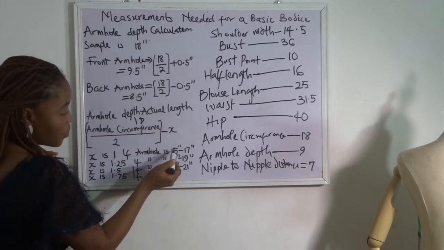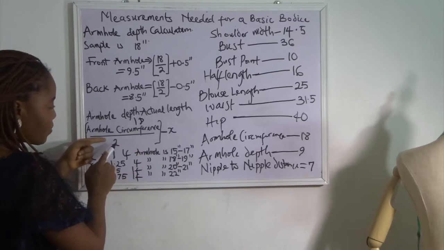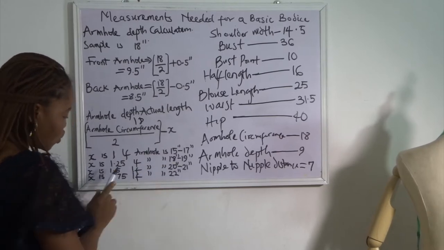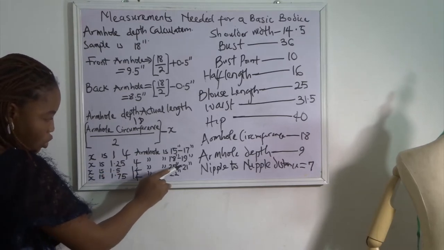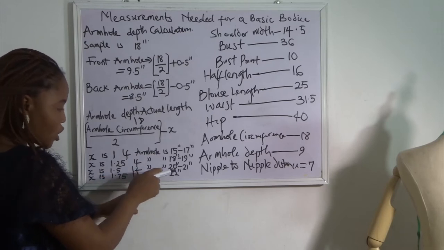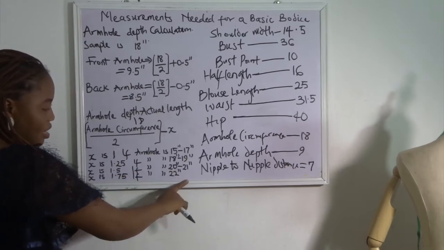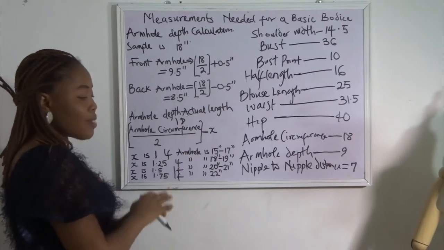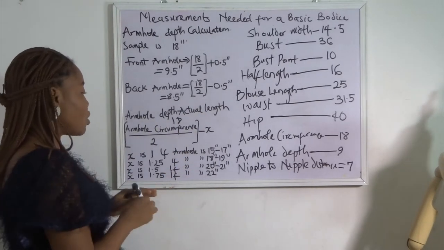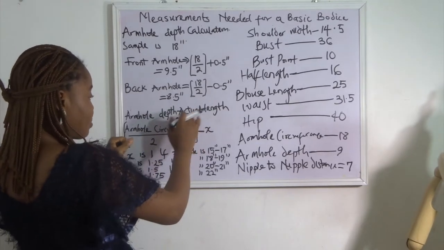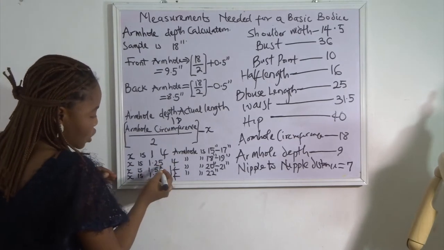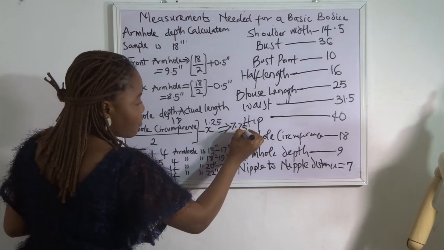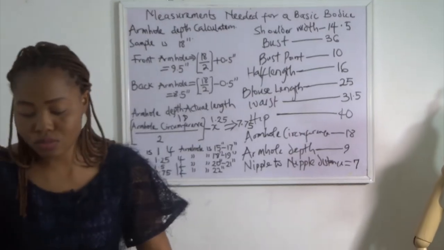If your armhole is within the range of 15 inches to 17 inches, when you divide your armhole by 2, you minus 1 from it. If your armhole is around 18 to 19 inches, you minus 1.25. If it is 20 to 21 inches, it is 1.5. If it is 22 inches, it is 1.75. Anything above 22 inches, which is 23, 24, 25, 26 inches armhole, just minus 2 inches, then you are good to go. So for mine, my armhole actual depth length will be 18 divided by 2 minus 1.25. So mine is 7.75.